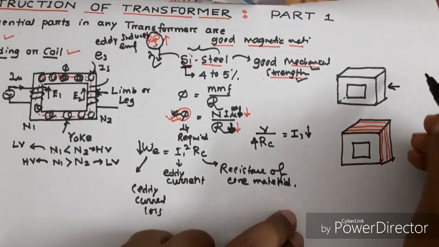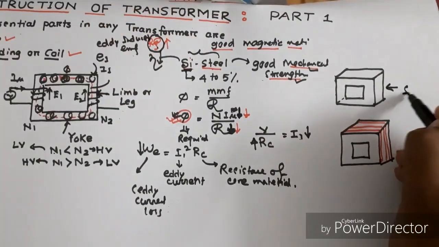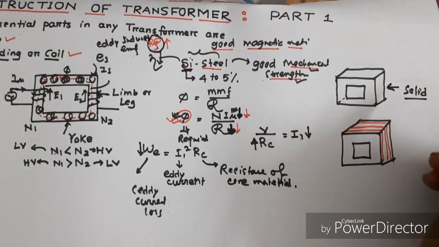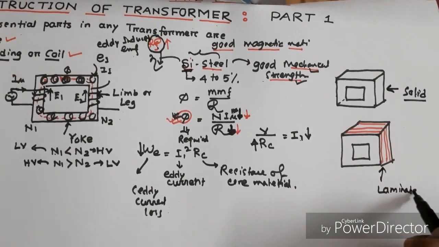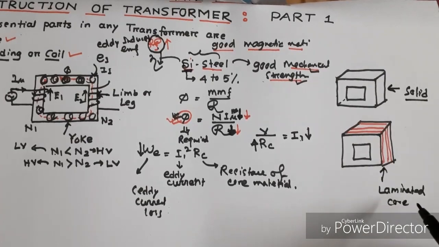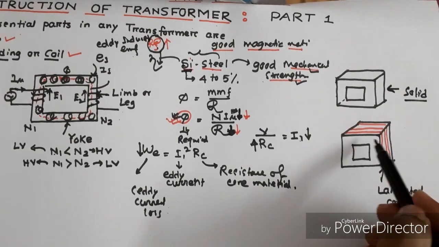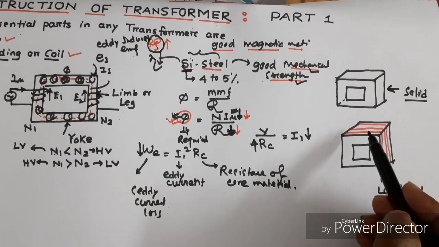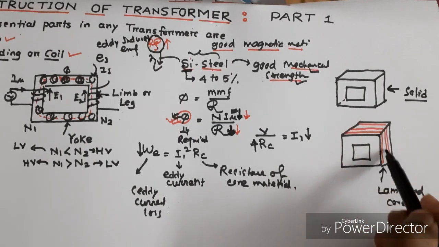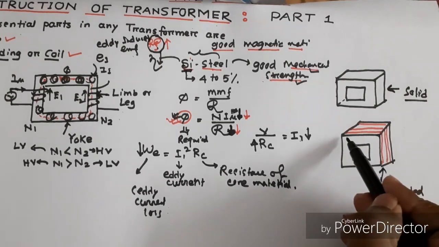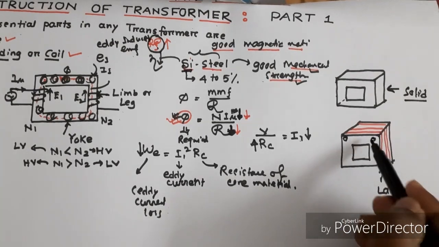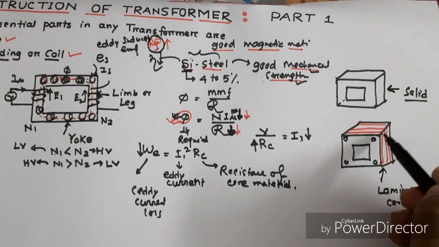So this is the solid core, and this is the laminated core. Here the laminated core is like a sliced bread. Every core element is made of thin small sheets, and with the help of nuts and bolts all the sheets are joined.